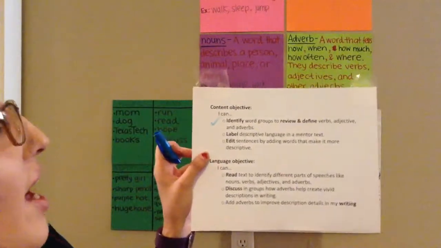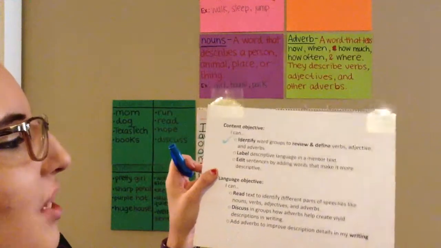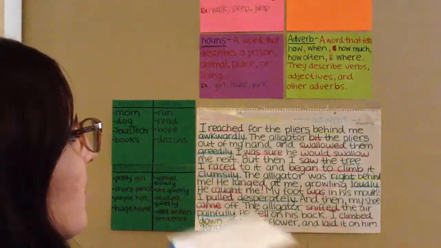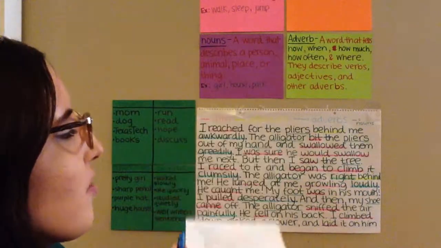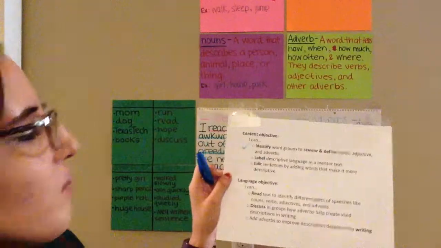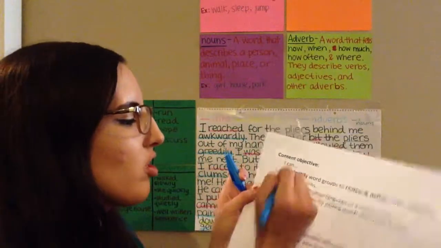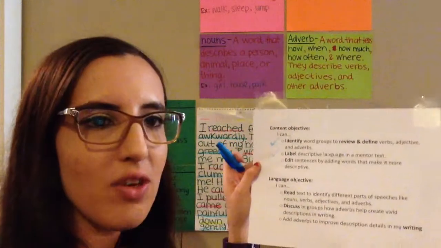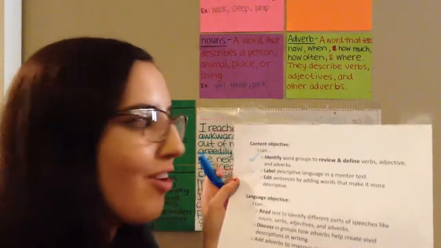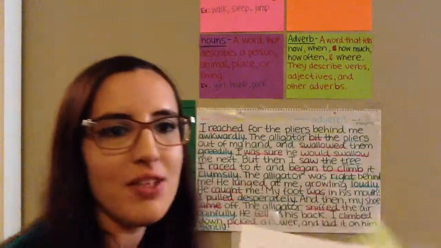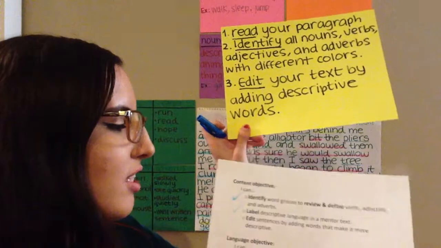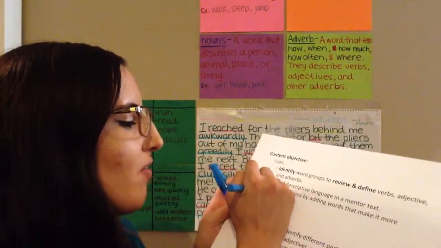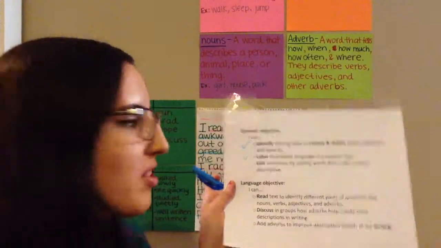Next we have, I can label descriptive language in a mentor text. When did we do this? Okay, good. I heard somebody say that whenever we went through and labeled all of this. So good, we were labeling descriptive language. Next, edit sentences by adding words to make it more descriptive. Have we done this already? No, we have not, but that is what this activity is for. You will edit sentences by adding words to make it more descriptive. So your paragraph at the end should be very descriptive. So we'll put a half check mark because we're almost there.